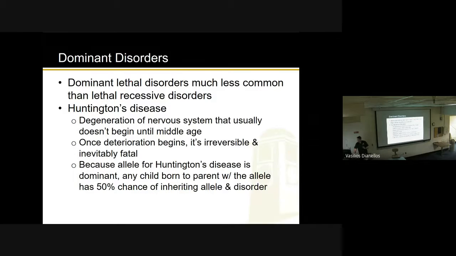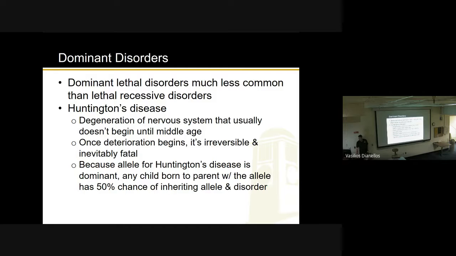All right, another disorder here, a dominant lethal disorder. Oh, excuse me. This is what I was getting at earlier. Dominant lethal disorders are much less common than lethal recessive disorders. And I already talked about why. Again, to have this disorder, you only need one of the alleles. Therefore, it would make more sense that it'd be easier to get. Therefore, it's going to be less common because people are dying from it. Huntington's disease is an example.